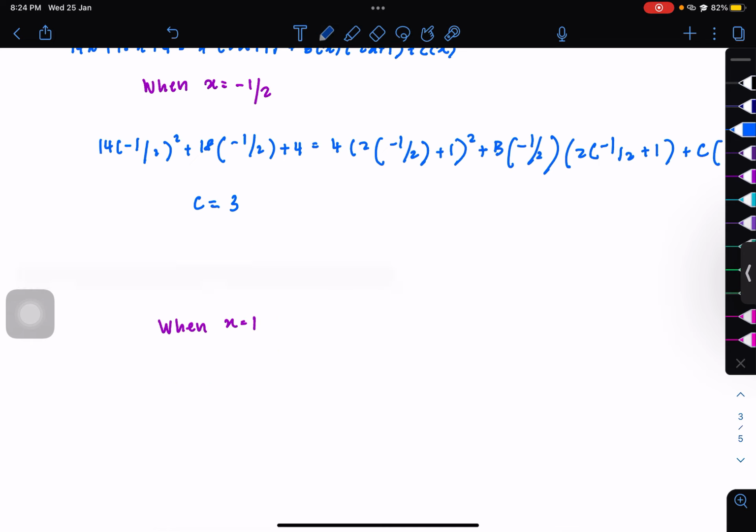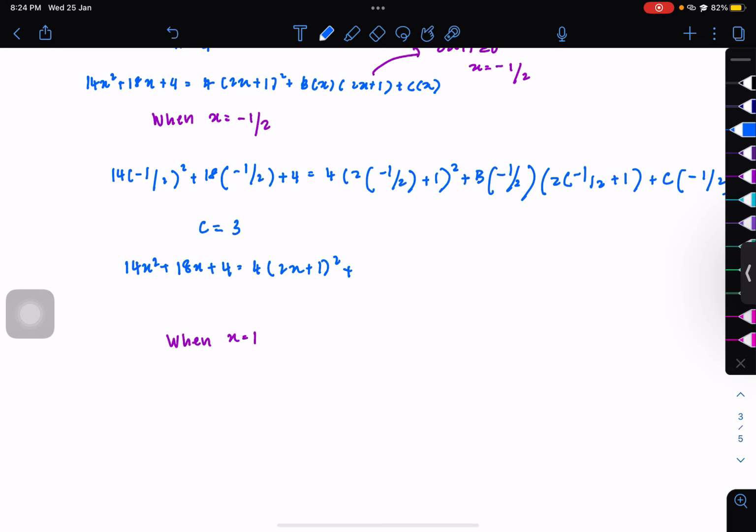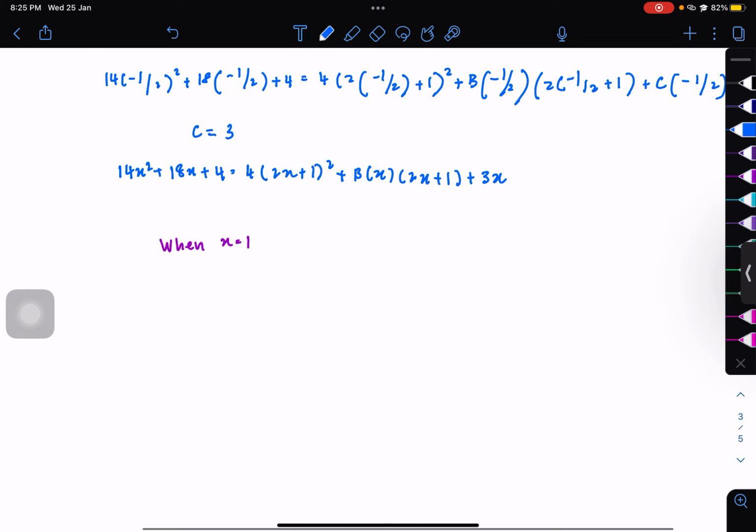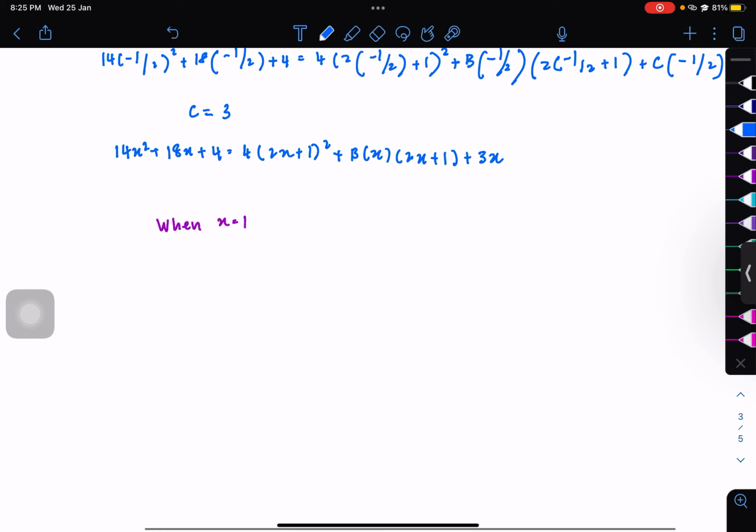So 14x squared plus 18x plus 4, salin je balik. Bx plus, bukan plus, 2x plus 1 plus 3. You already found the value of C, so you just substitute in your equation. So this is our new equation. So next, you will substitute the value of x equal to 1 to your new equation.